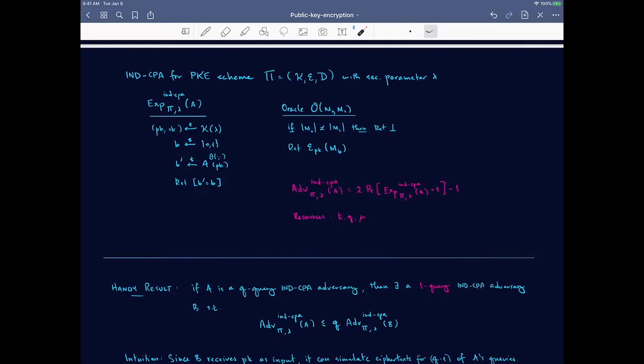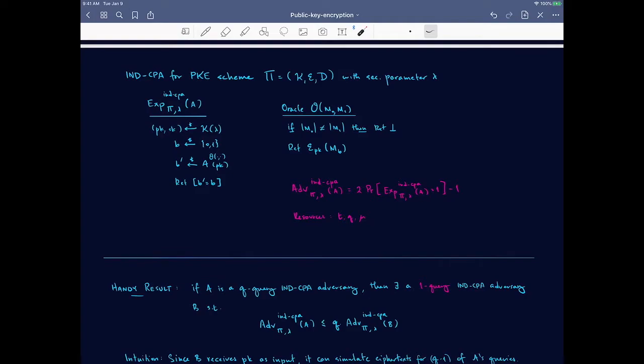Because this is a bit guessing game, advantage is defined in the usual way. It's the probability that this experiment outputs 1, meaning that the adversary manages to guess the challenge bit, scaled by 2 and subtracted 1, and we track the running time, the number of queries, and the total length of those queries as the resources.